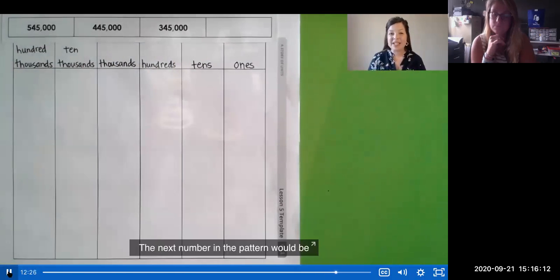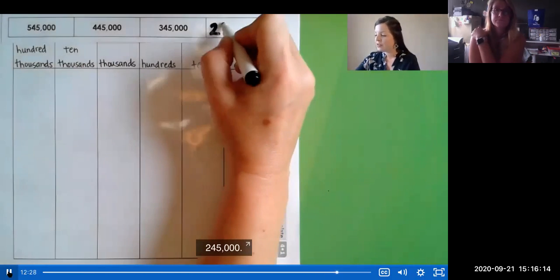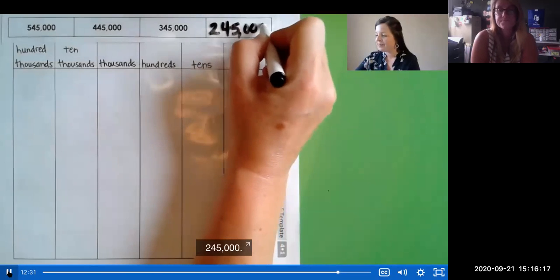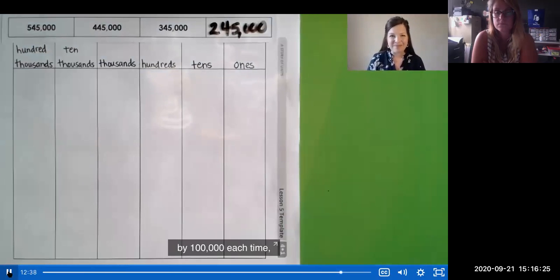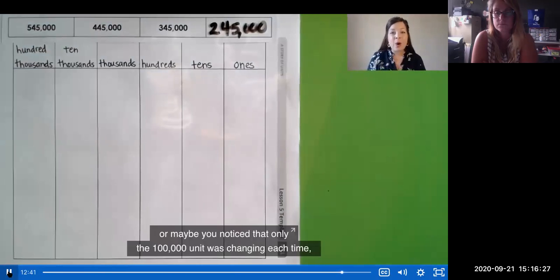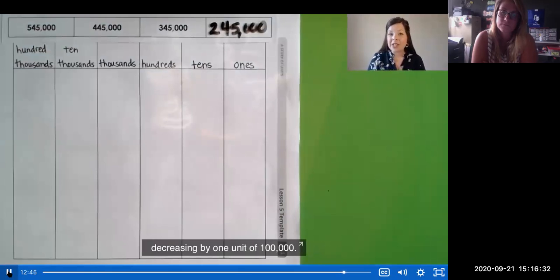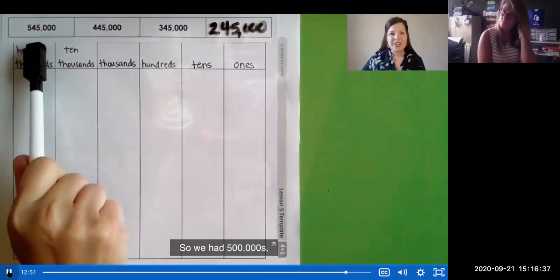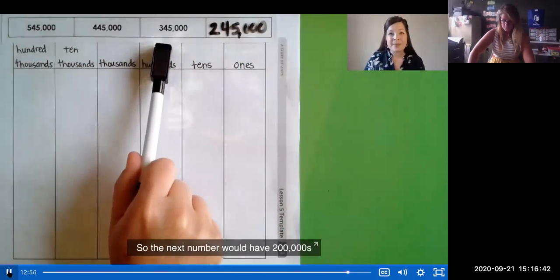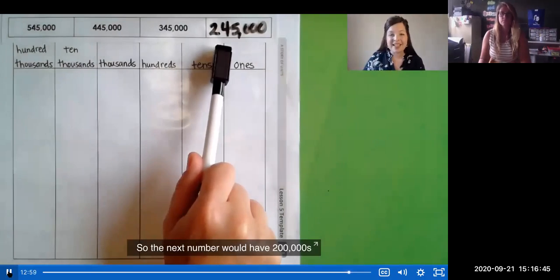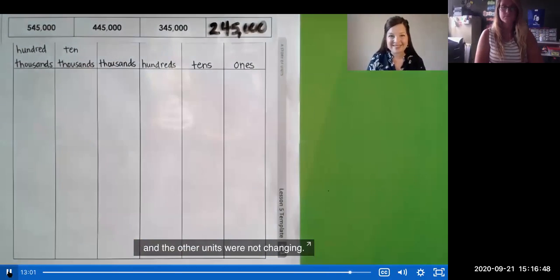The next number in the pattern would be 245,000. You may have noticed that the numbers were decreasing by 100,000 each time. Or maybe you noticed that only the 100,000 unit was changing each time, decreasing by 1 unit of 100,000. So we had 500,000, then 400,000, then 300,000. So the next number would have 200,000. And the other units were not changing.